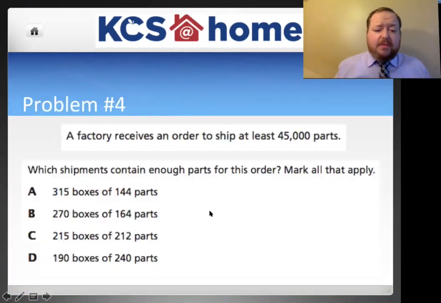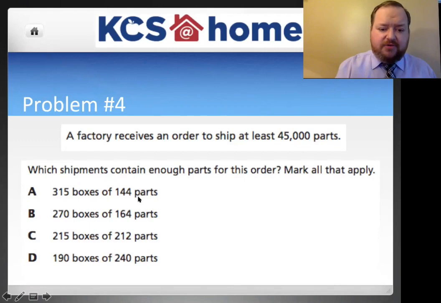All right, problem number 4 says the factory receives an order to ship at least 45,000 parts. Which shipments contain enough parts for this order? Mark all that apply. So down here, I look at my answers. I've got 315 boxes of 144, 270 boxes of 164. I need to multiply all of these out to see which ones will give us enough parts to fulfill this order. So if you're working at home, you might want to pause the video and take A, B, C, and D, each one of them, and actually multiply it out to find the answer.